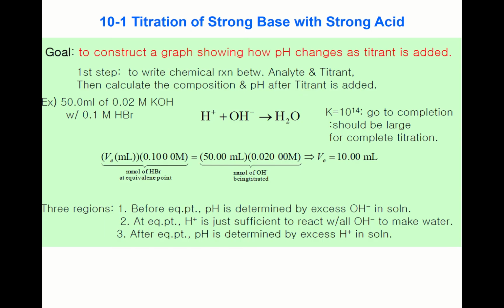Okay, let's consider the easiest case, which is the titration of strong base with strong acid, or titration of strong acid with strong base. This is the easiest case, and our goal is to construct a graph showing how pH changes as titrant is added. The first step is to write the chemical reaction between analyte and titrant.